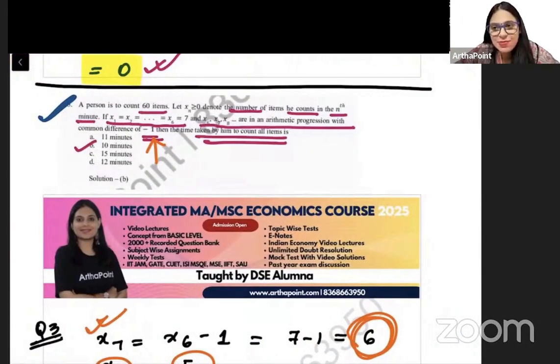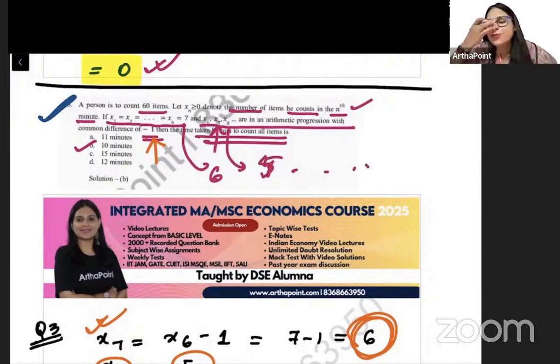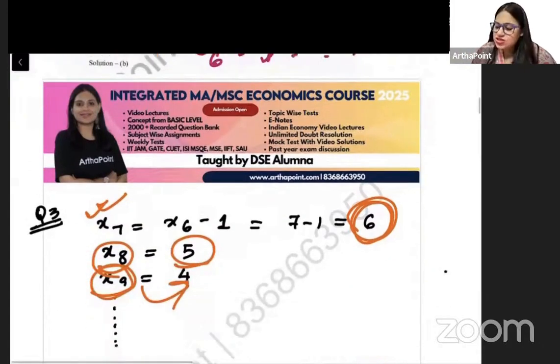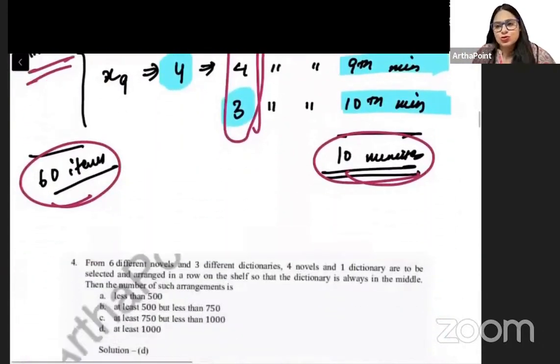So the English is a bit tricky here. ये जो nth minute है ना, it means in the first minute 7 items, second minute 7 items, third minute 7 items, ऐसे. और यहाँ से there it is following AP with common difference of -1. तो मतलब I am counting 1 less item. So from 7th minute 6 items, from 8th minute 5 items, and so on and so forth. Right? So this is how you can solve this question.